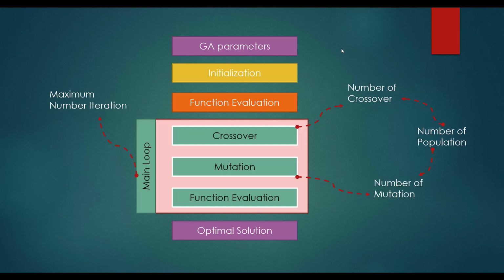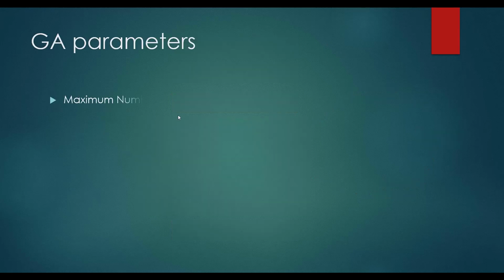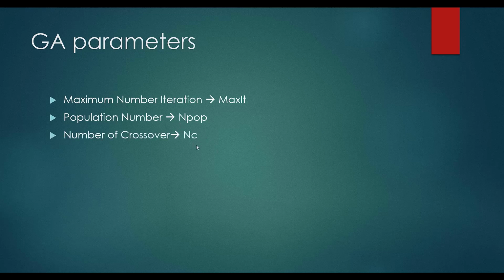So let's review all the parameters that we have. We have the maximum number of iterations, which we show as MaxIt, and we have the population number, which we show as NPOP. We have the number of crossovers, NC, and we also have the number of mutations, which we show as NM. Just bear in mind that these two parameters are taken from the probability of crossover and the probability of mutation respectively.